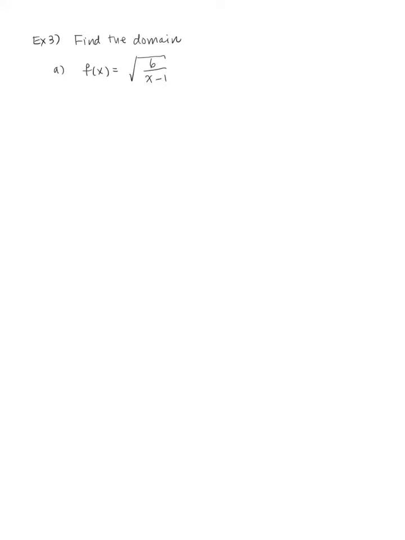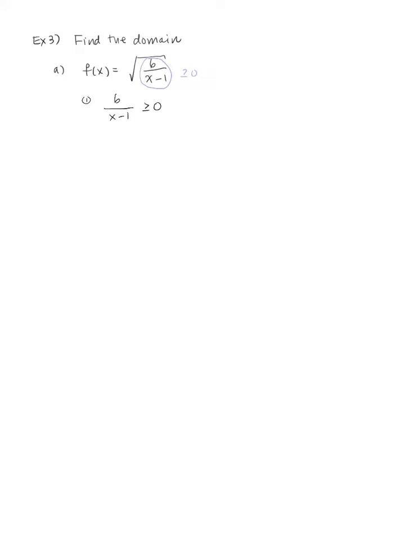Okay, so first of all, since we're given the square root, the restriction is that whoever sits inside of that square root must be greater or equal to 0. So first, I'm going to write that restriction. The first restriction will be 6 over x minus 1 must be greater or equal to 0.